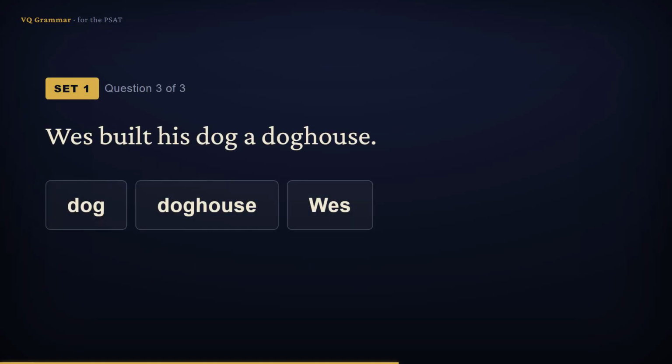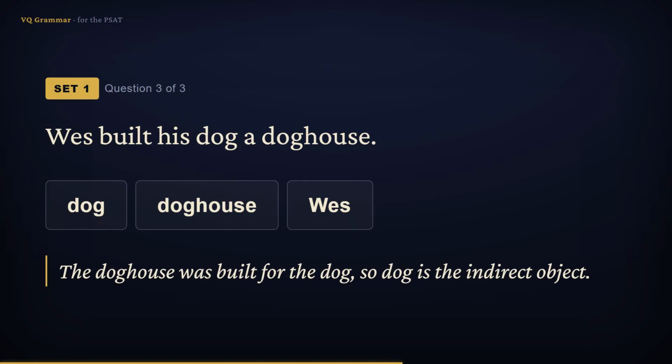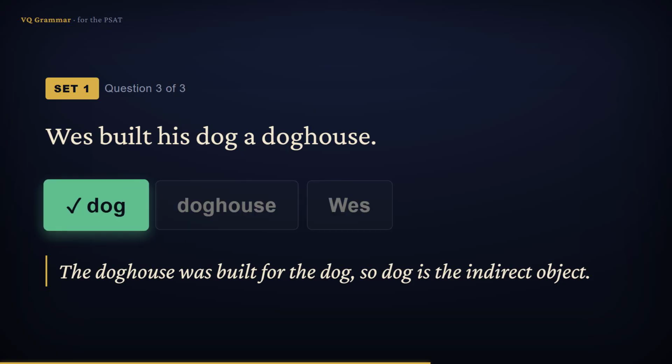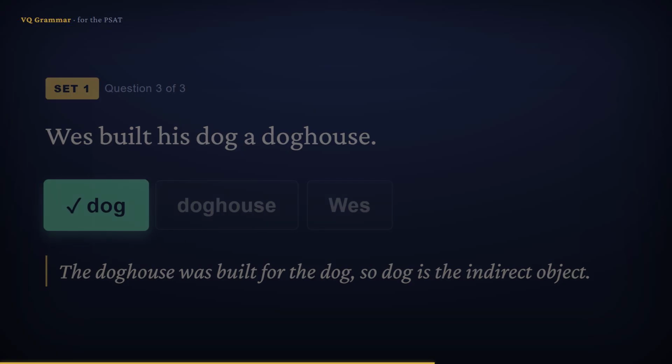Wes built his dog a doghouse. What did Wes build? A doghouse, the direct object. Now, for whom did he build it? For his dog. Wes built a doghouse for his dog, same meaning. So the answer is dog.